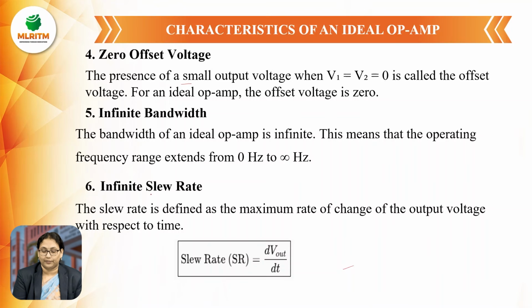Next one is infinite slew rate. What is meant by slew rate? Slew rate is defined as the maximum rate of change of output voltage with respect to time. It is denoted by dV0 by dt. This is about slew rate.